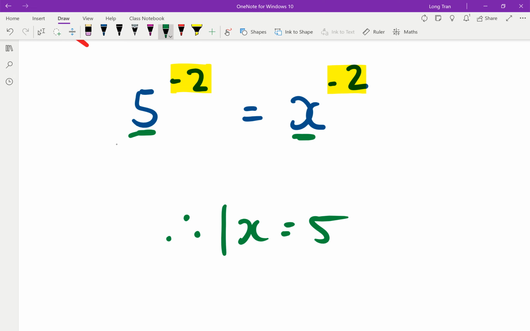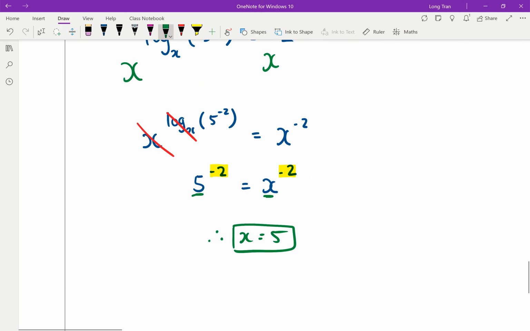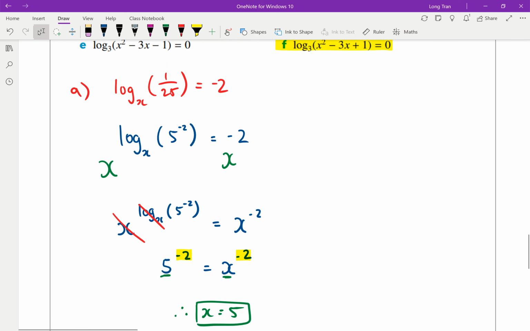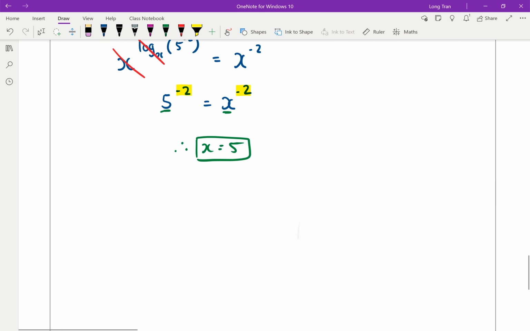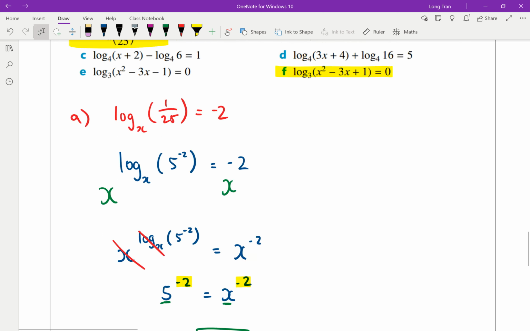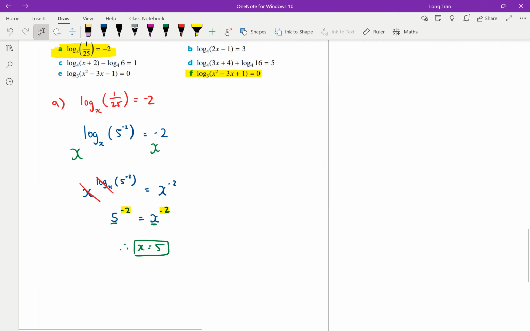Look at that. That was an absolute lucky approach there. I normally like to work with not fractions, and that's why I converted the 1 on 25 to 5 to the power of -2, and that happened to work in my favor there. Okay, so that's how I would do question A.